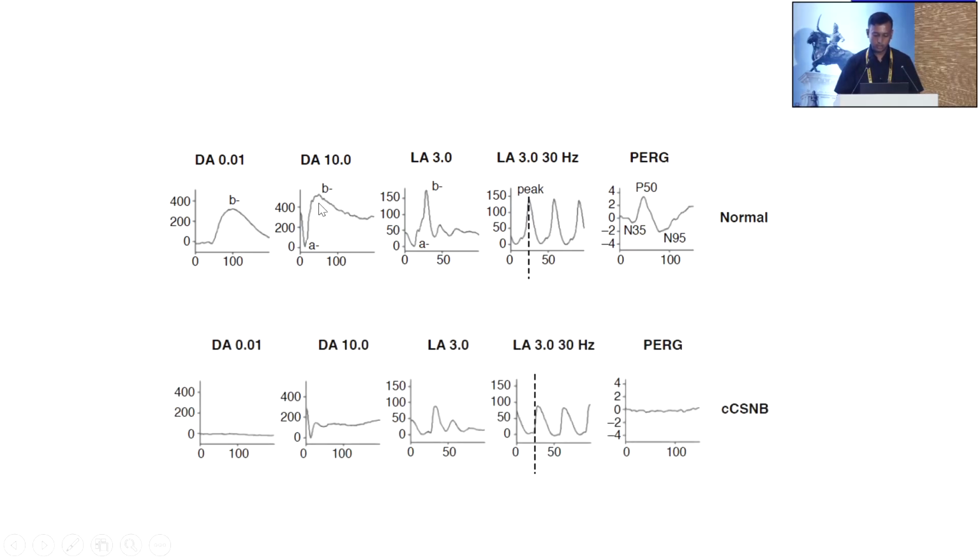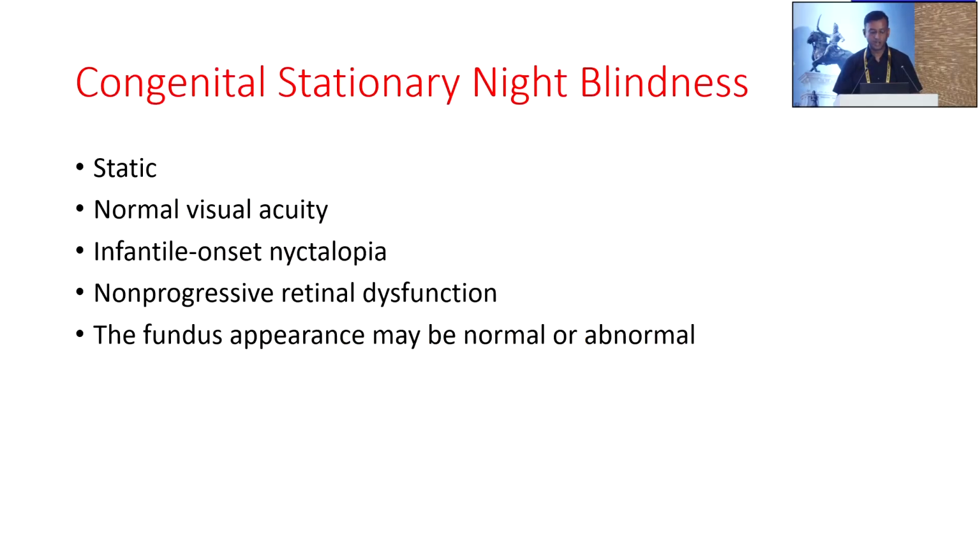But when we do this, now see this, A wave is good, but this B wave has not reached the baseline, rather it is below the baseline. So this is a classical case of electronegative ERG where the B wave is negative, which is classically seen in congenital stationary night blindness. These patients generally complain of night vision abnormality, and it is generally static, with or without any fundus abnormality.